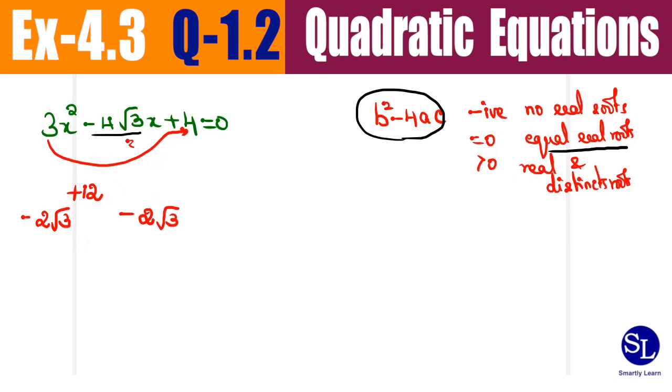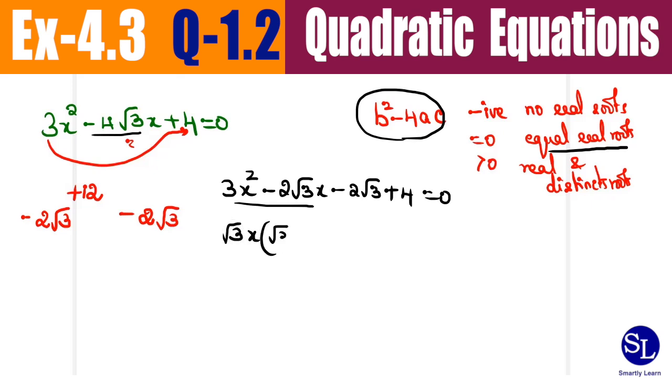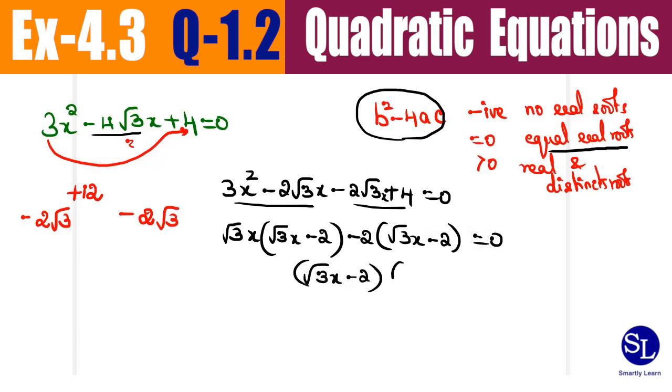Now that we identified the factors, now let's split it. So 3x squared minus 2 root 3x minus 2 root 3x plus 4 is equal to 0. Now the common terms between these two, I'm going to take root 3x outside. So this means root 3x minus 2 inside too. And in between these two terms, I take minus 2 outside. So I get to have a root 3x minus 2 here as well. So now you see root 3x minus 2 into root 3x minus 2 is equal to 0.